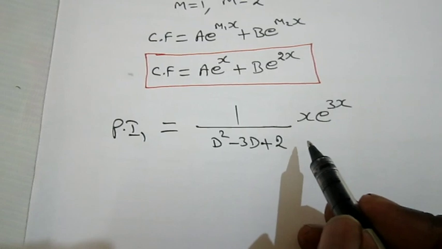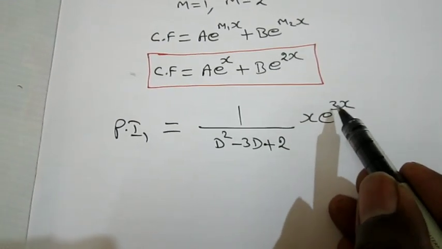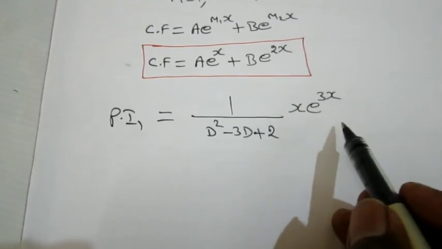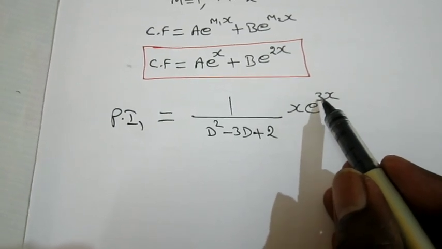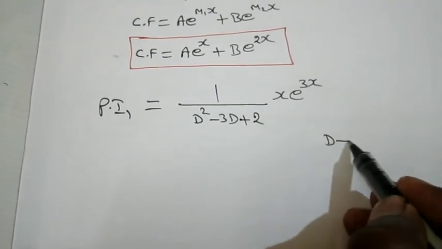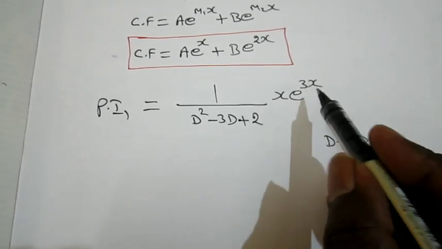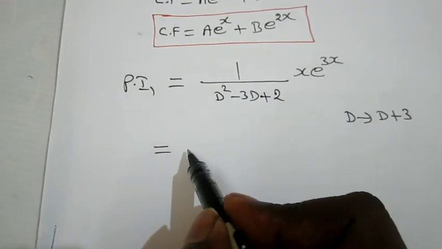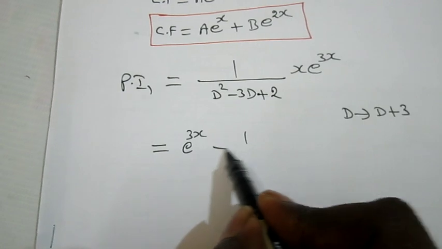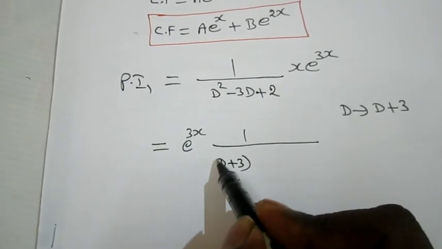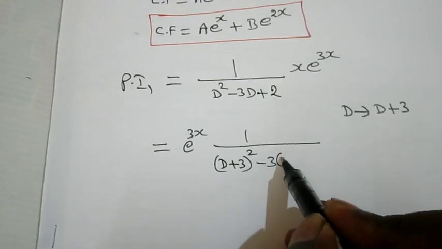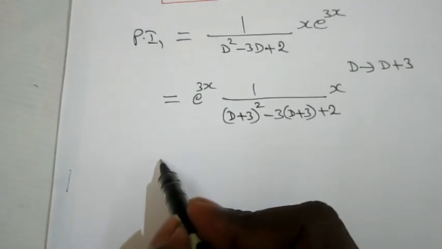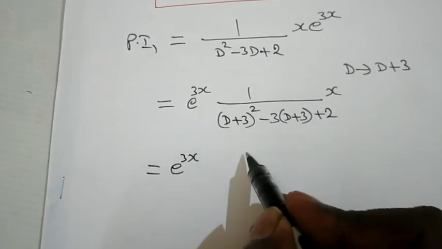You see, this is type 5, because it is e power ax into V, where V is x. So in this fifth type, replace D by D plus the coefficient of x, which is 3. After replacing D by this, keep the e power term outside. So e power 3x here, 1 by (D plus 3) the whole square minus 3 into (D plus 3) plus 2, with the remaining x term.